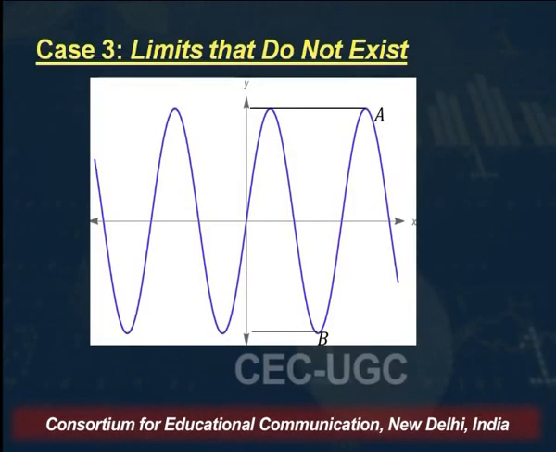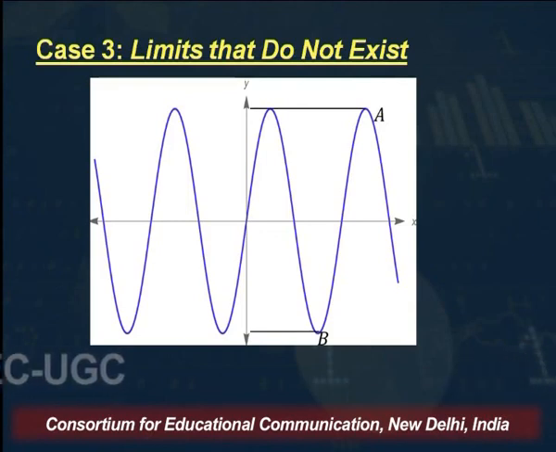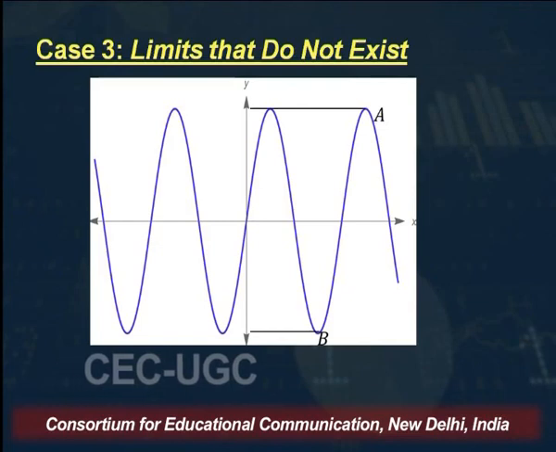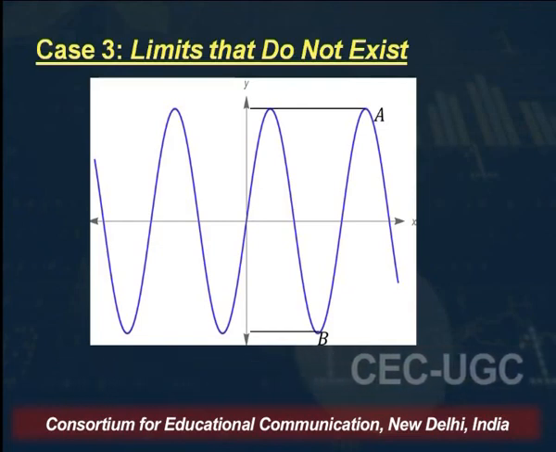And just one more case to show where a limit may not exist. This is a situation where the graph fluctuates. You can see that the graph fluctuates between the numbers a and b. So as x tends to infinity in this case, there is no convergence. The graph does not converge to any particular value, and here also we say that the limit does not exist.